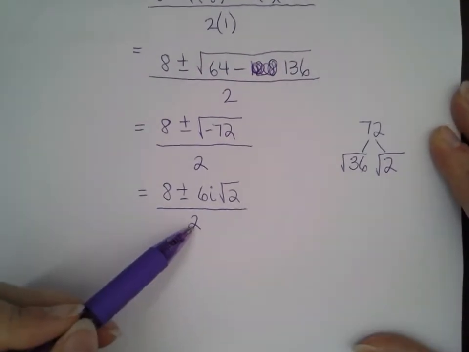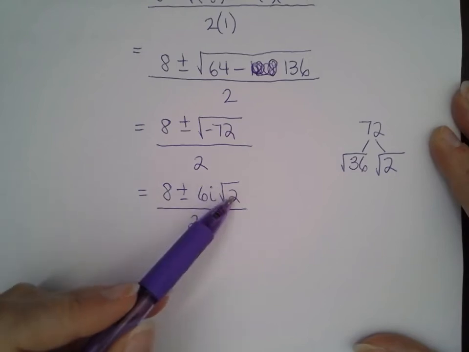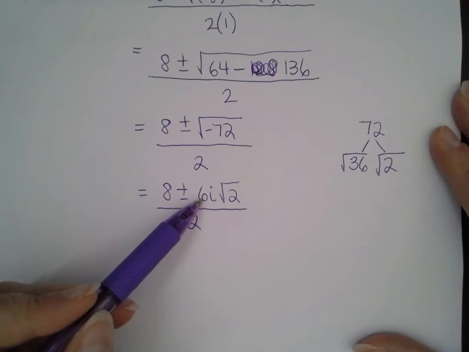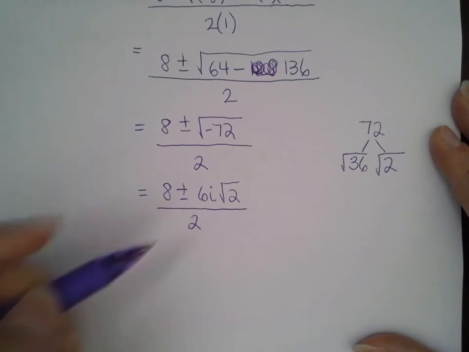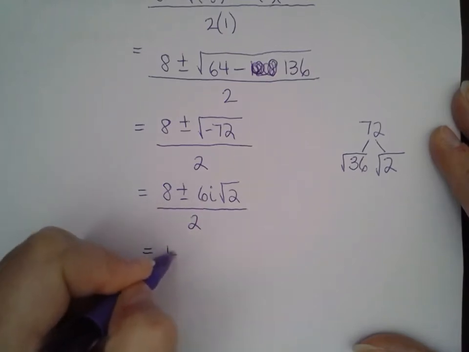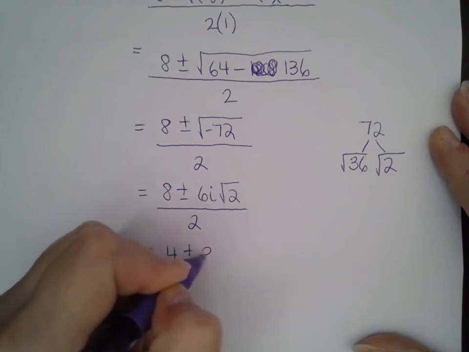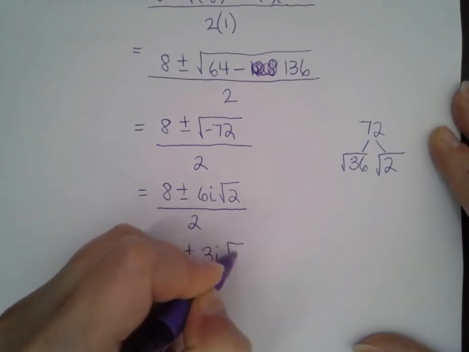Okay, and then this 2 in the bottom, remember, divides into both parts. It cannot divide anything under the square root, but it can divide anything outside of the square root. So this becomes 4 plus or minus 3i square root of 2.